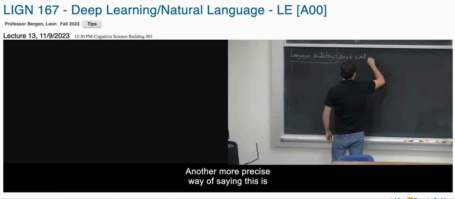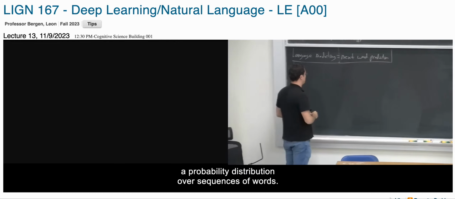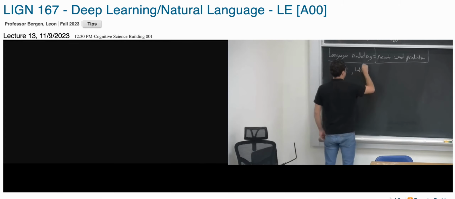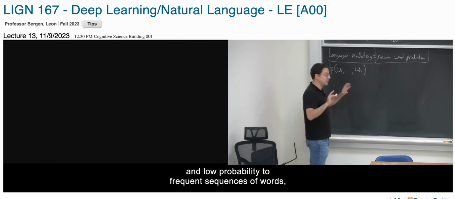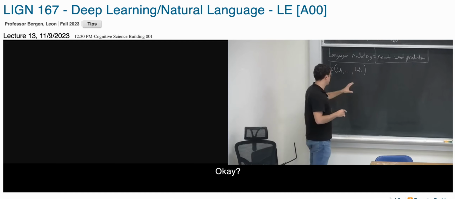Another more precise way of saying this is learning a probability distribution over sequences of words. So we're going to be trying to learn a probability distribution P that assigns high probability to frequent sequences of words, and low probability to infrequent sequences of words.